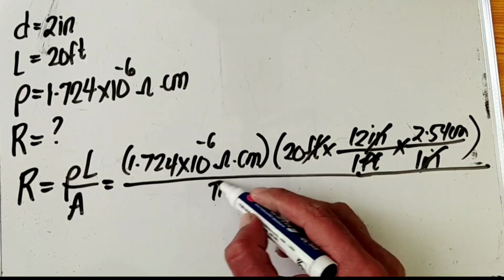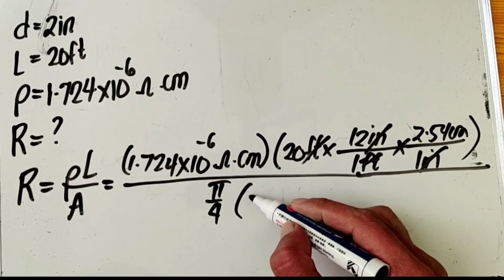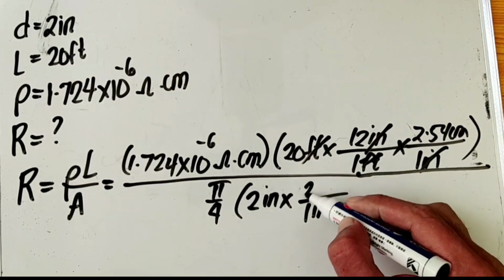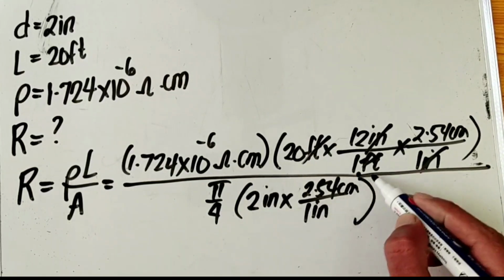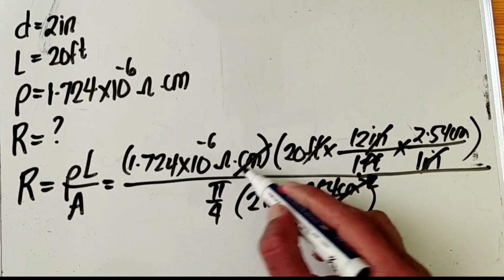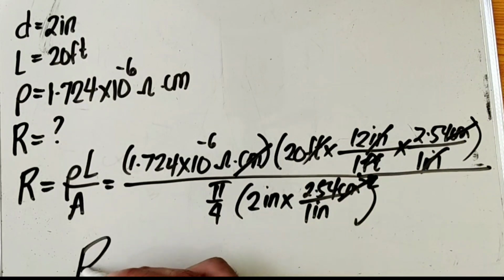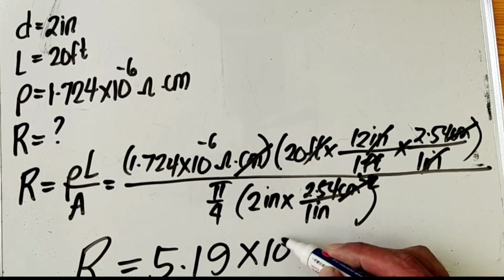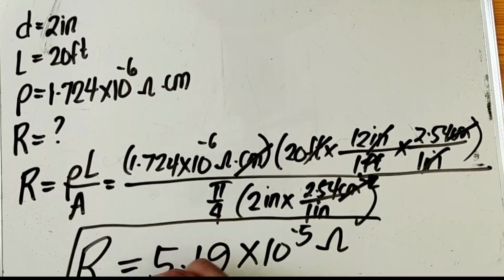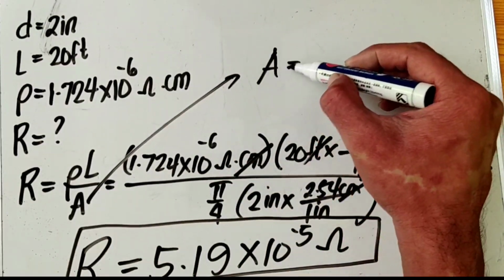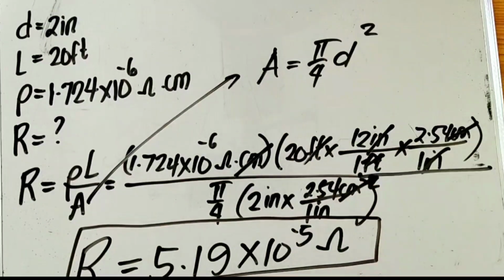So for the area, that's pi over 4 d squared. So our diameter is 2 inches times 1 inch has 2.54 centimeters, squared. So centimeter times centimeter is centimeter squared. So let's cancel this out. Upon using your calculator, we will have our R which is equal to 5.19 times 10 to the negative 5 ohms. So this will be the value for the resistance. Again, for the area, we use the formula pi over 4 d squared. So it's just a unit analysis.